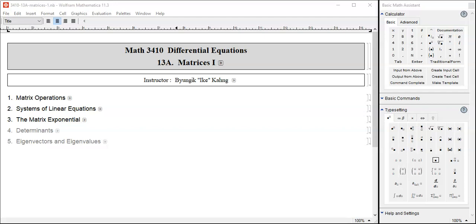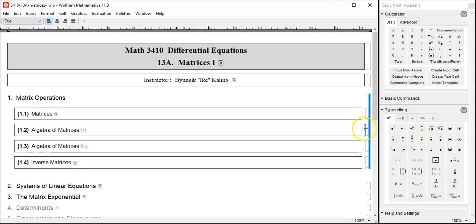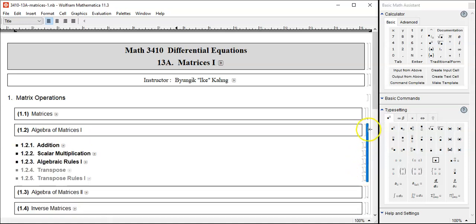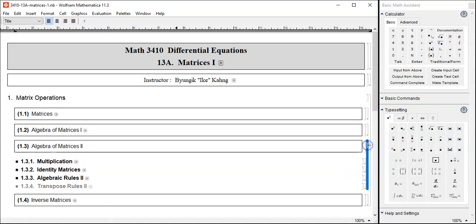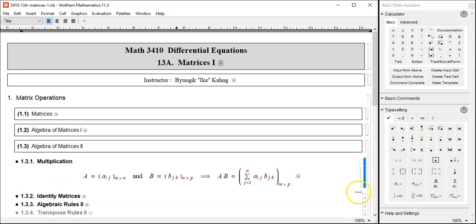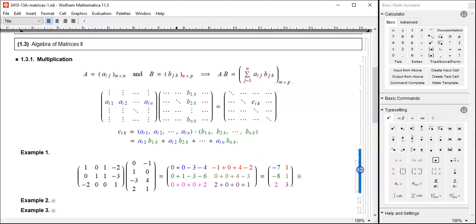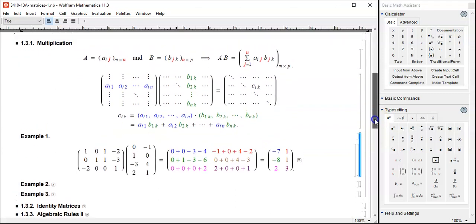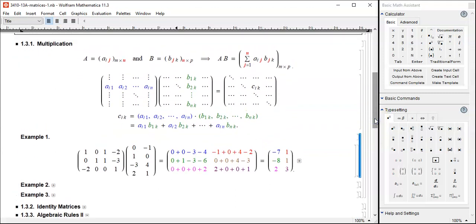Hello students, welcome back. In the previous video we talked about matrix multiplication and we were doing this example, I believe. No, this cell here, and we did this example. Other problems are kind of like these.